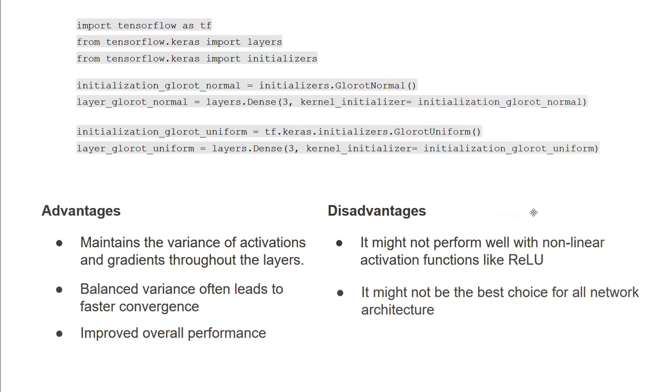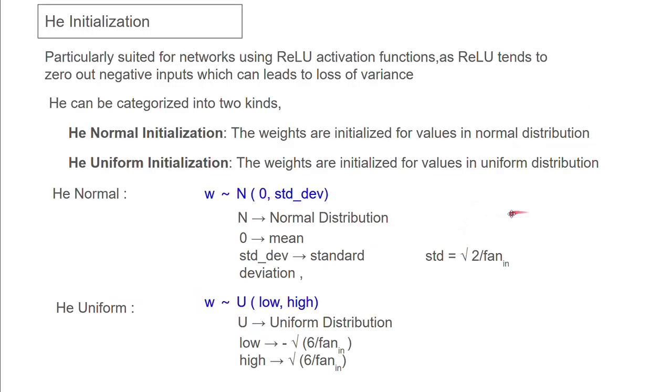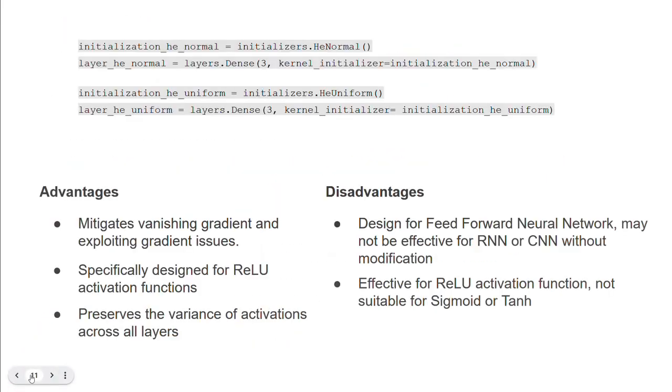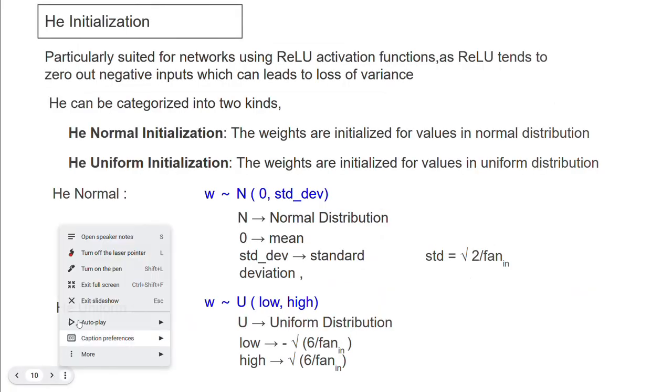Okay, we go to the next. The next is He initialization. This initialization is particularly suited for networks using the ReLU activation function. ReLU tends to zero out negative input, which leads to the loss of variance.